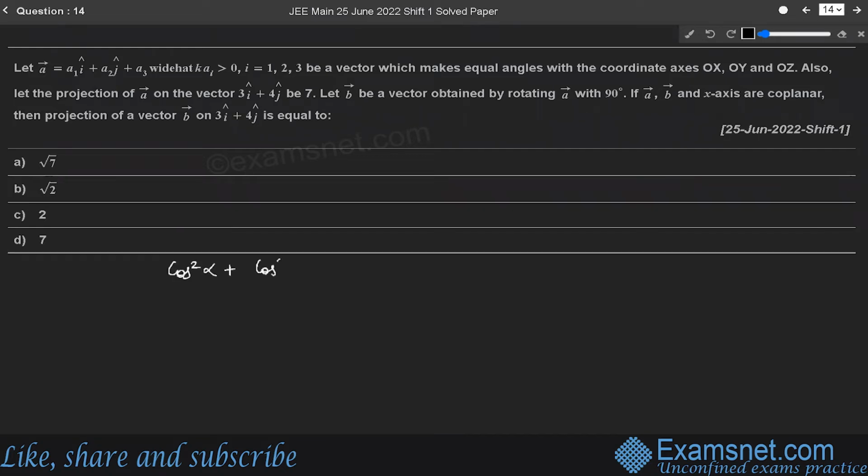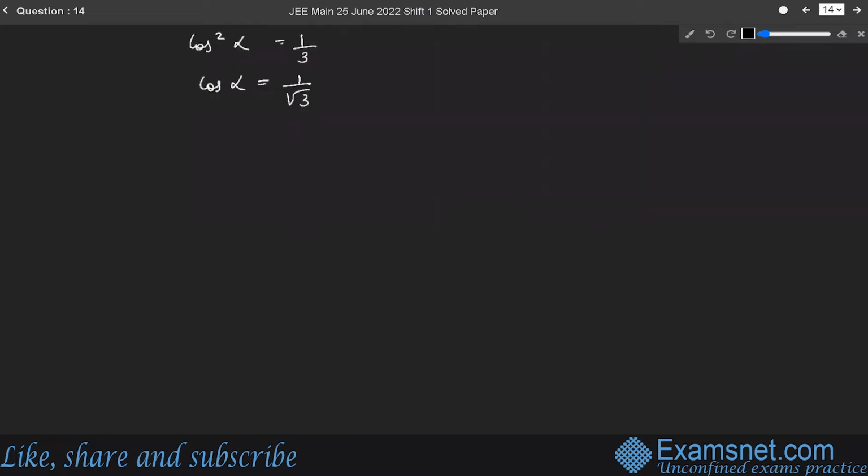We know that cos square alpha plus cos square beta plus cos square gamma is equal to 1. So cos square alpha will be equal to 1 by 3. Therefore, cos alpha will be equal to 1 upon root 3. Now, a vector is equal to lambda upon root 3 into (i plus j plus k), where lambda is greater than 0.